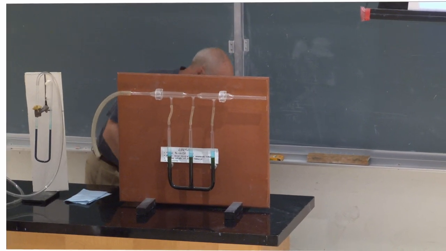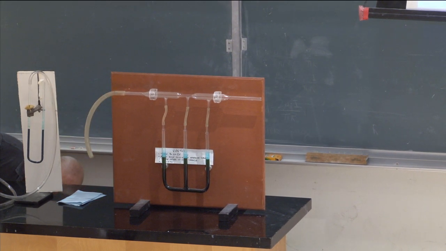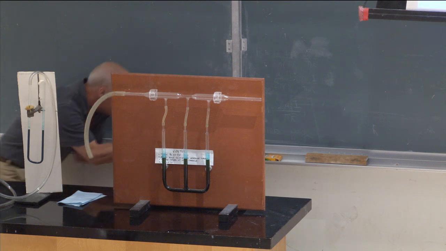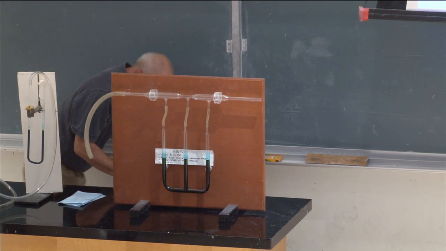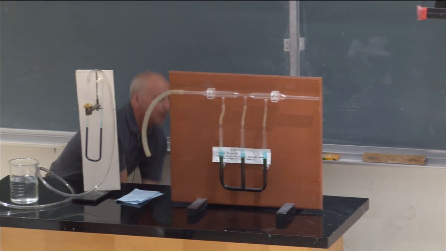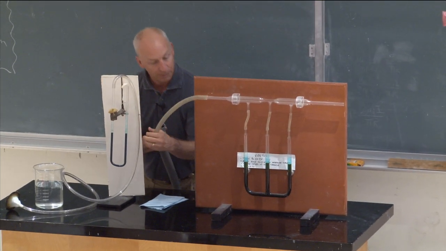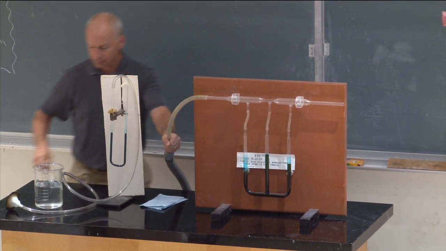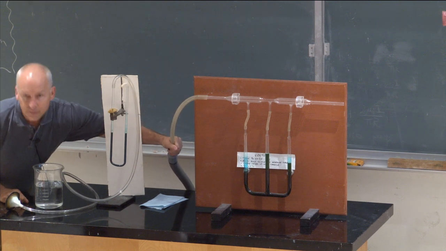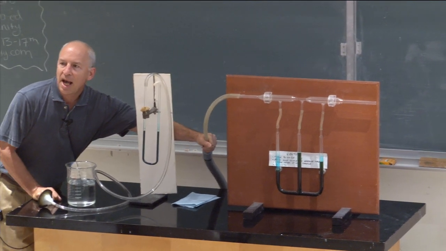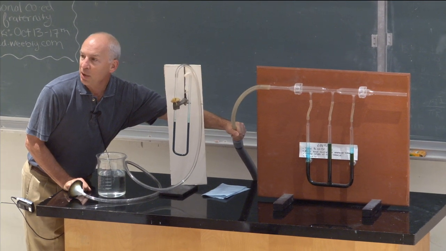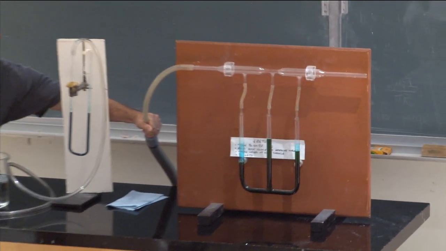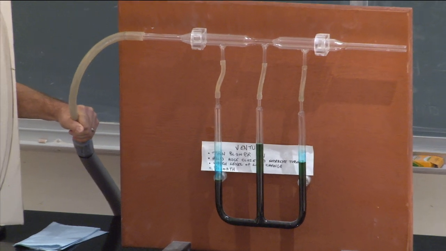So let's see. If we're plugged in, I can show it. The highest water level is in the center, because it's the lowest pressure. What about the other two water levels?